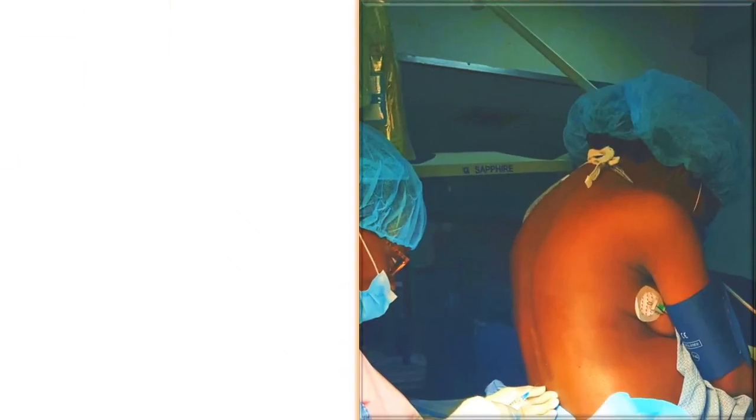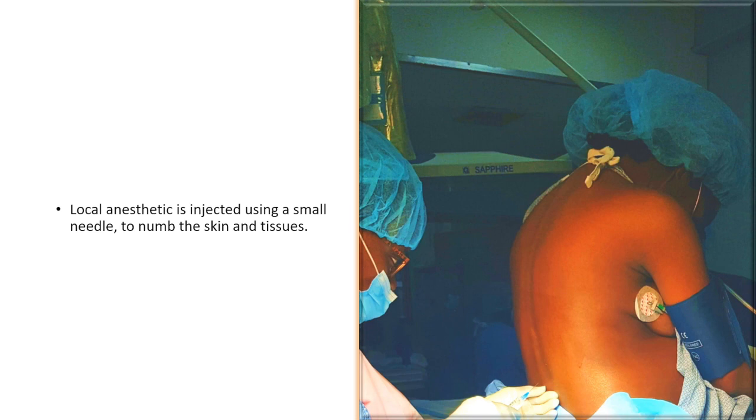First, your skin will be numbed before performing the spinal. This is done by injecting a small amount of local anesthetic at the point for the spinal. This may sting for a moment, and then the skin and tissues will become numb.